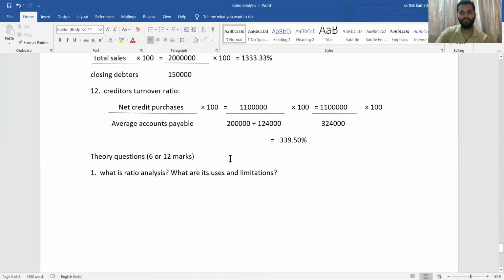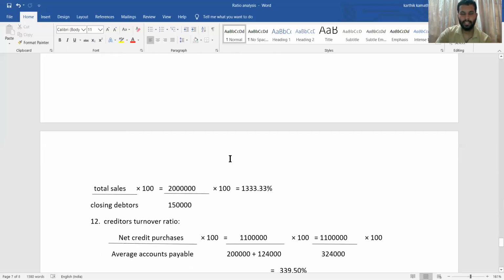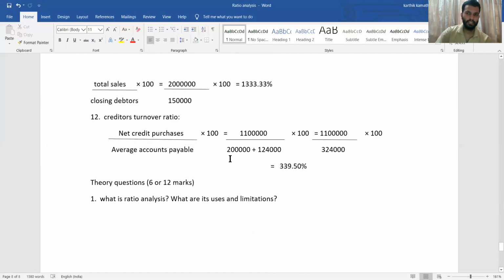So this is the 24-mark problem involving all the calculations, and it includes all 12 formulas mentioned in your syllabus. If you solve this problem, you can solve any type of problem. And in case you are attempting the theory question, there is one question which is asked repetitively in your examination that may come for 6 or 12 marks. What is ratio analysis and what are its uses and limitations?